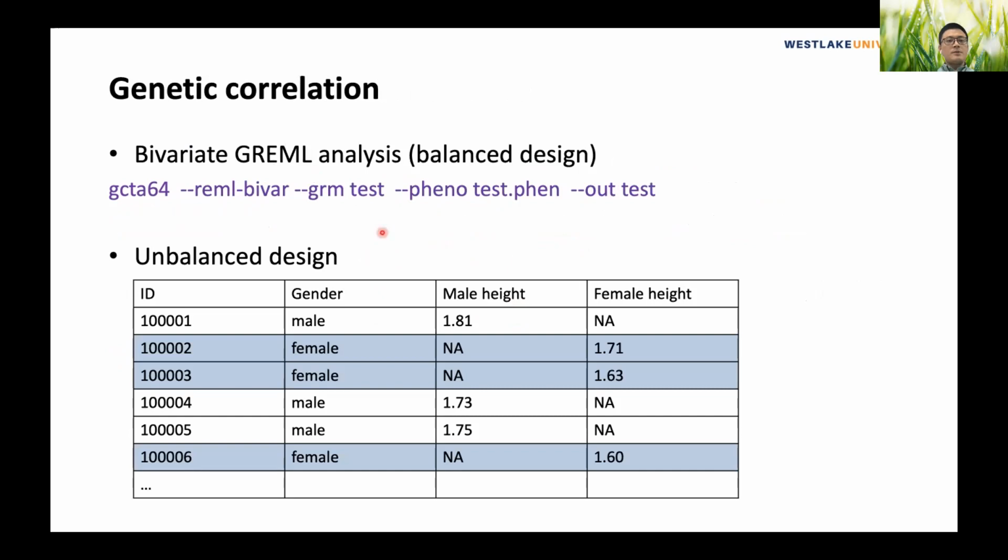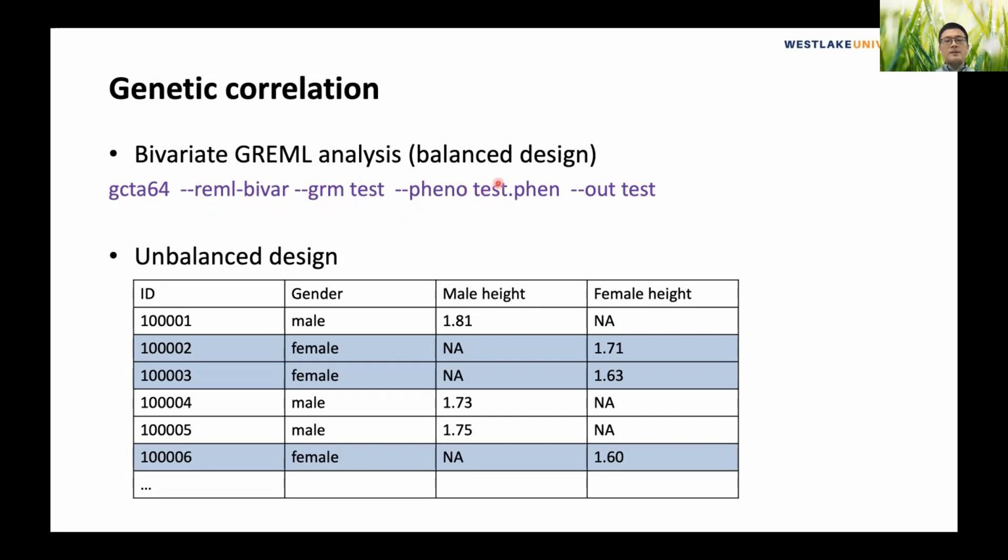We also provide you an option to do genetic correlation analysis, which essentially is a bivariate GREML analysis. So the command is actually very simple. You tell the program to run GREML bivariate analysis with the input of GRM and the phenotype file.